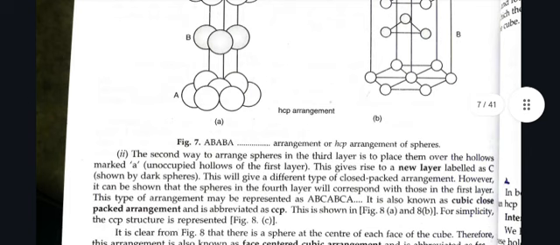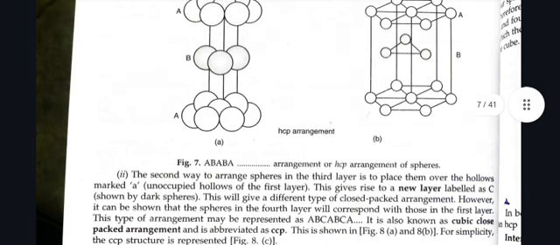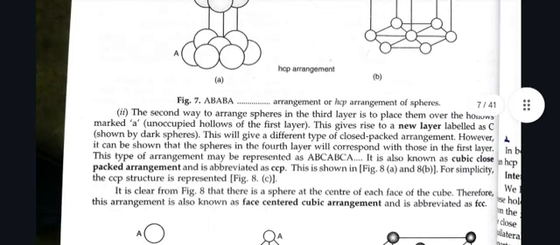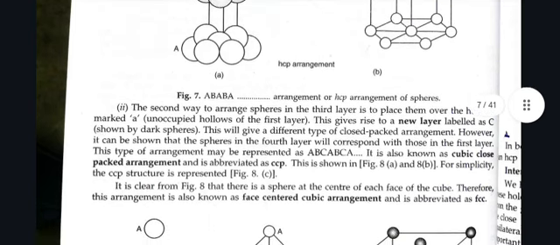The second way to arrange spheres in the third layer is to place them over the hollows marked A, the unoccupied hollows of the first layer. This gives rise to a new layer labeled C. This will give a different type of close packing arrangement. However, it can be shown that the spheres in the fourth layer will correspond with those in the first layer. This type of arrangement may be represented as ABC, ABC, A, and so on. It is also known as the cubic close packed arrangement and is abbreviated as CCP.